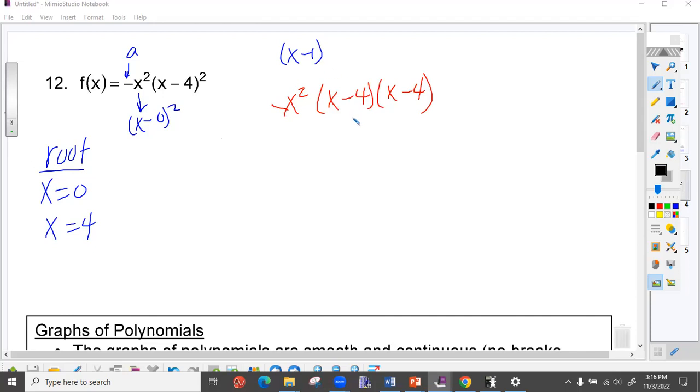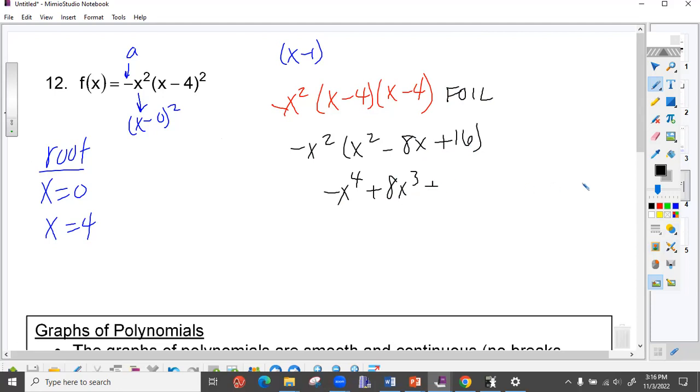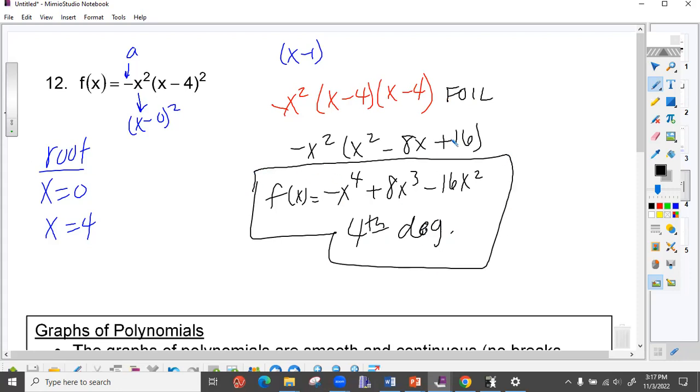All right, Deaja, what do I do first? Foil. So I'm gonna foil. And I get negative x squared. And we get x squared minus 8x plus 16. Then what do I do? Then I distribute. So we get negative x to the 4 plus 8x cubed minus, you saw that? Minus 16x squared. That's what I got. That's what you should have gotten. Good job. And so this is a 4th degree polynomial. A quartic. Yeah. Quartic.